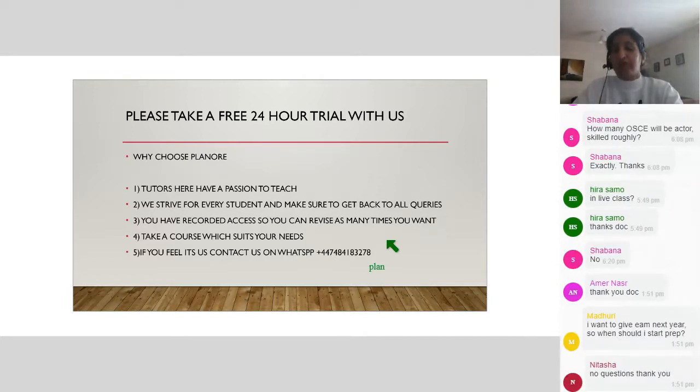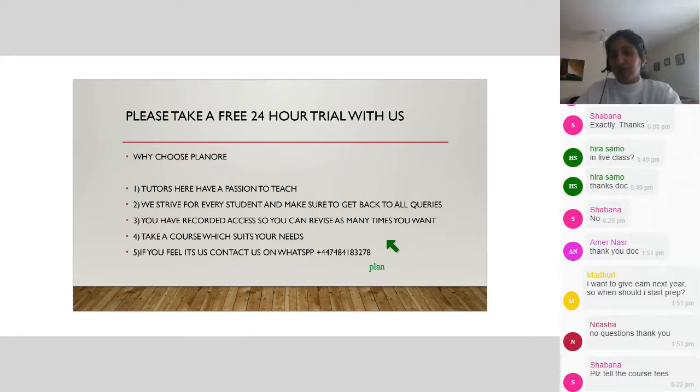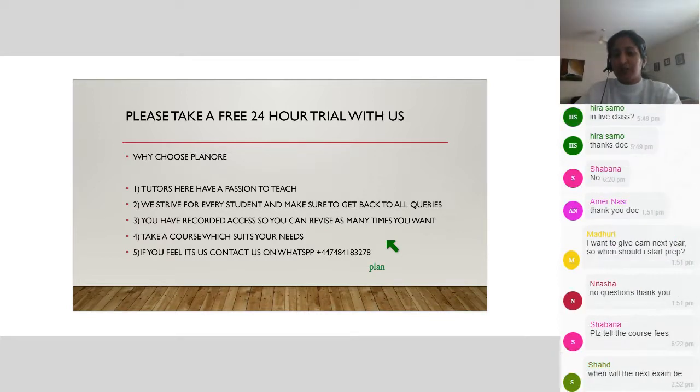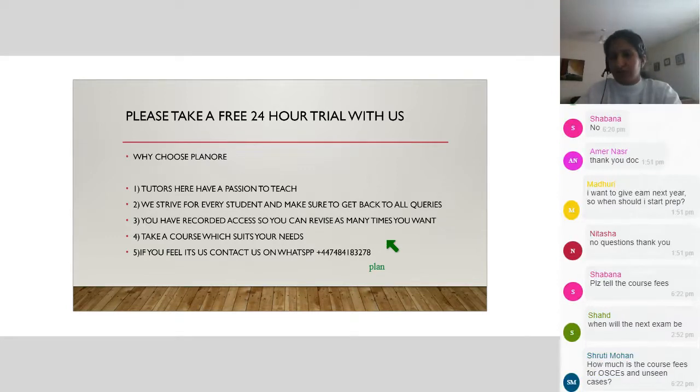If you want to give the exam next year, then I would say start the preparation as soon as possible. Why? Because as I told you, practice is the key to success. So, Dr. Madhuri, the earlier you start, the better it is. With Planwari, the advantage is you have the course access for 20 months. So whether you're giving the exam in 2023 or in 2024, we will always be there with you for 20 months. So why not take advantage and join early rather than joining at the last minute?